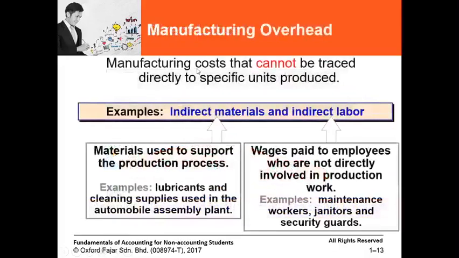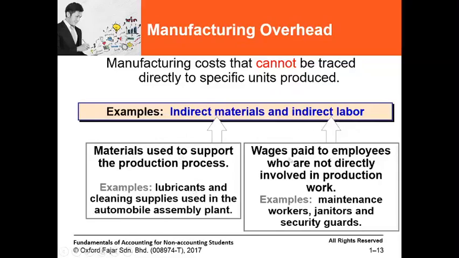And then manufacturing overhead are the costs that cannot be traced directly to a specific unit produced, which consist of indirect materials and indirect labor. Indirect materials are materials used to support the production process, such as the lubricants and cleaning supplies used in the automobile assembly plant. Similar to last week's lecture, whereby the lubricants for the machine are considered indirect material, the same goes for this example as well.